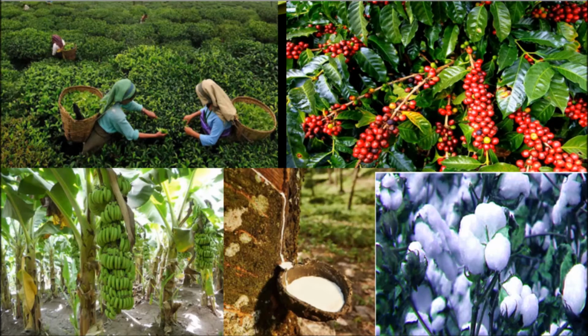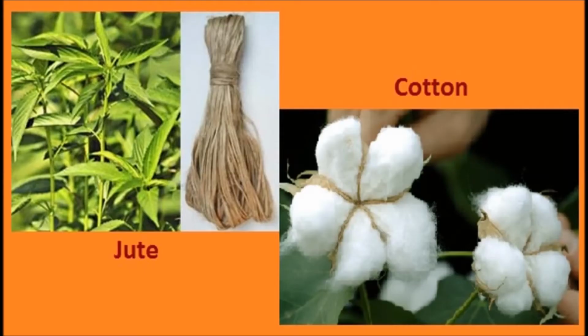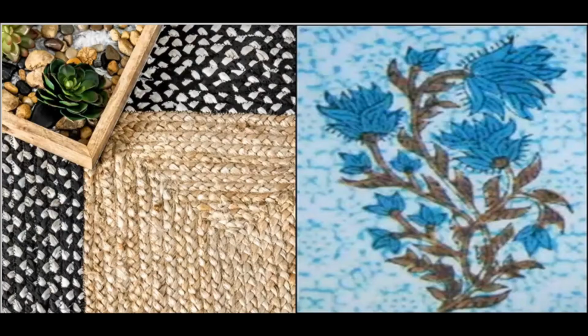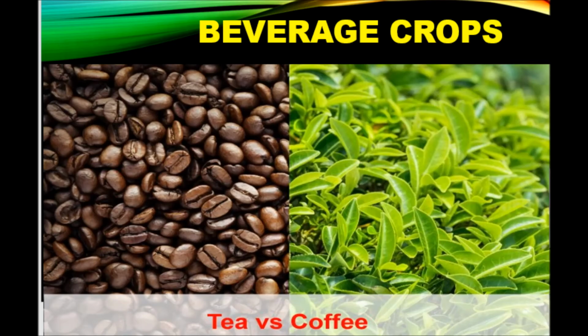Crops also supply raw materials to agriculture-based industries, also known as agro-based industries. Jute and cotton are fiber crops. These are also used by agro-based industries to bring out the finished product for the market. Important beverage crops are tea and coffee.